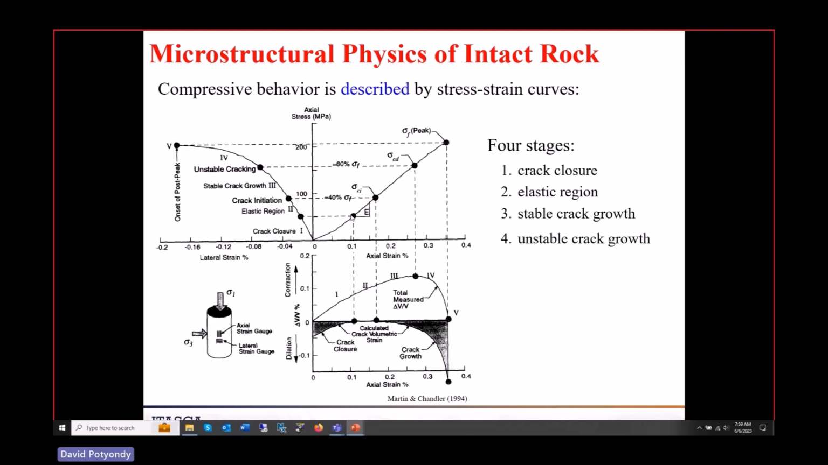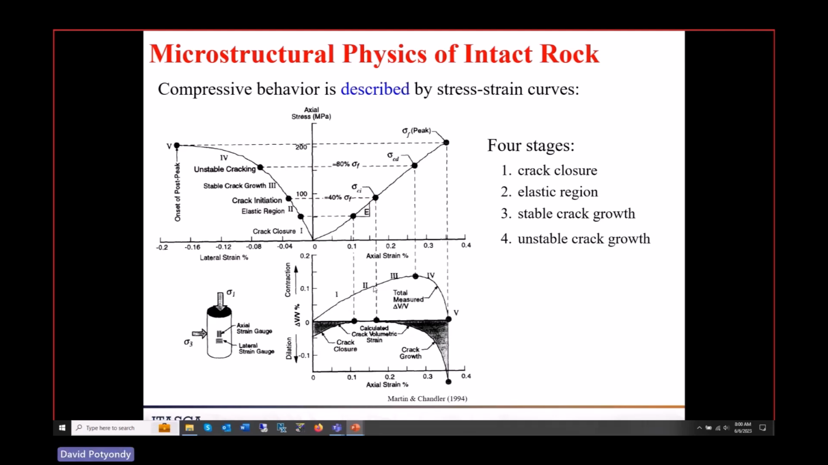Then we have a portion where the stress strain response is linear. And this is where we are supposed to measure the elastic constants, the E and the nu. Okay. So we call this the elastic region. Notice here, this is lateral strain, which means it's bulking out. And so basically this part is pretty much linear. You're squeezing it and you've closed the cracks and now it's elastic. And so it's bulking out. And meanwhile, it's contracting. It's getting less and less in volume.